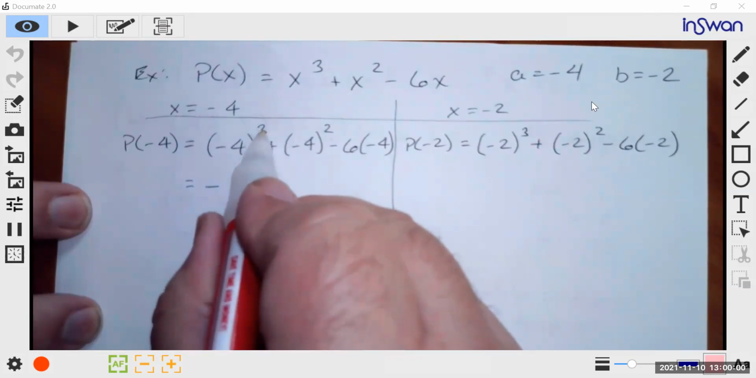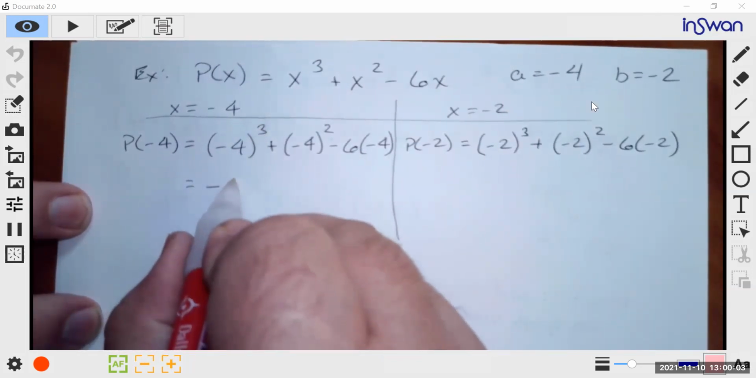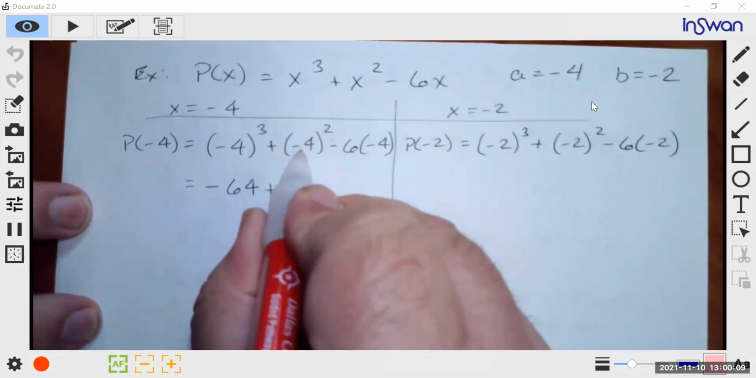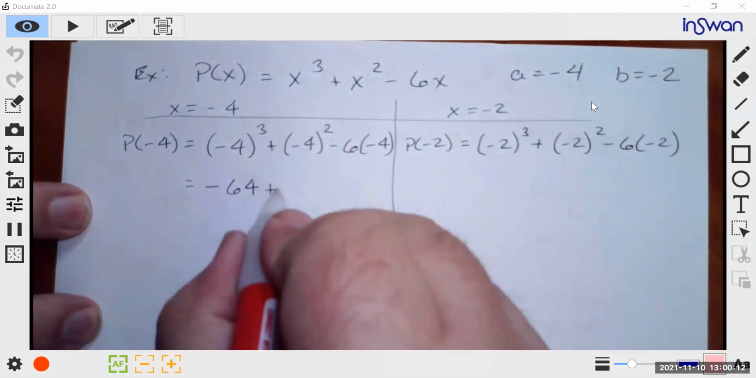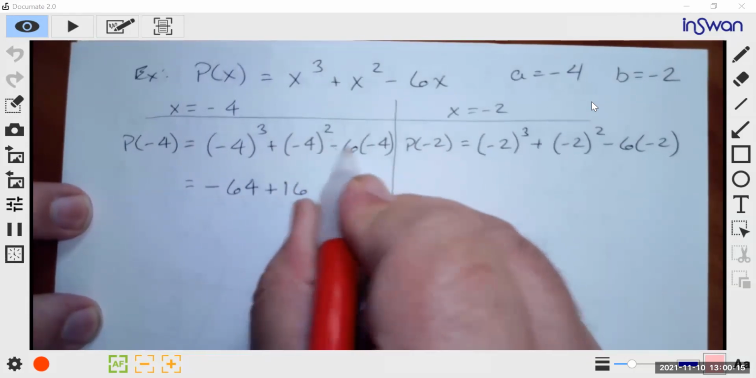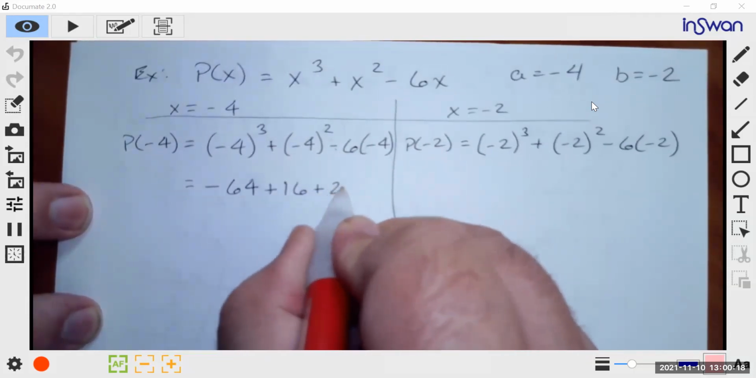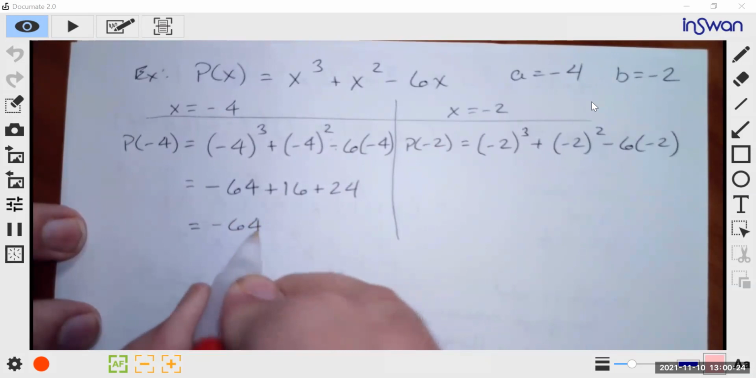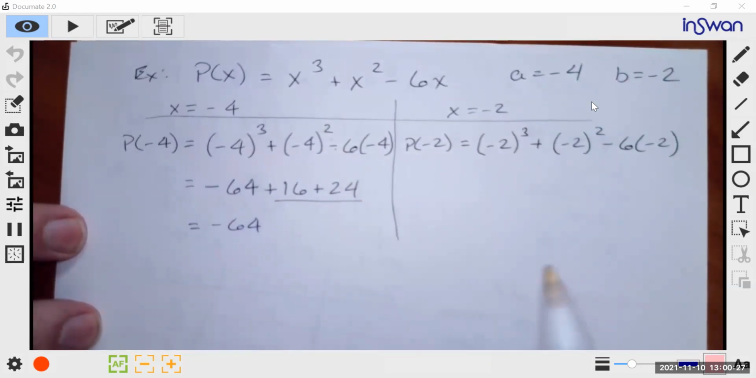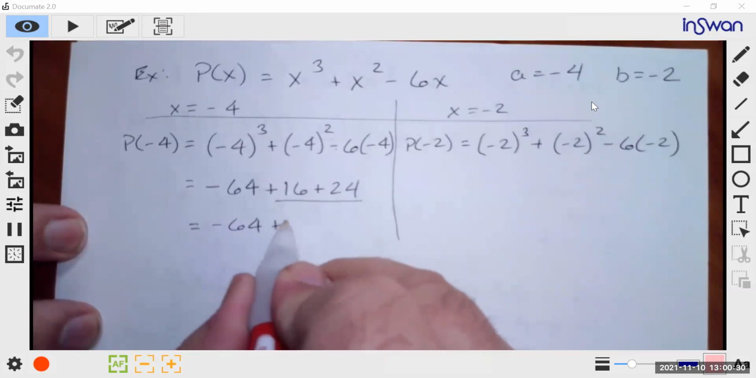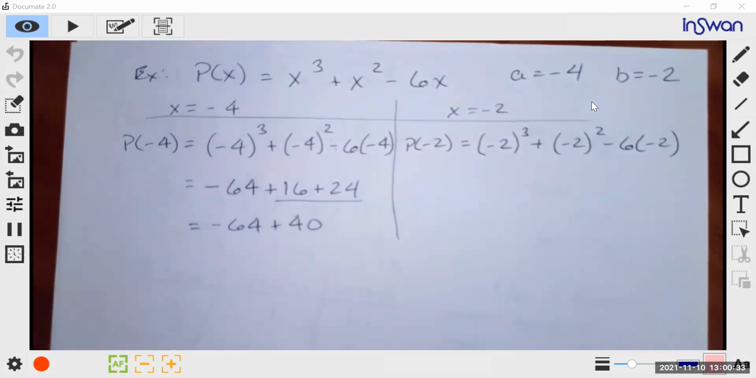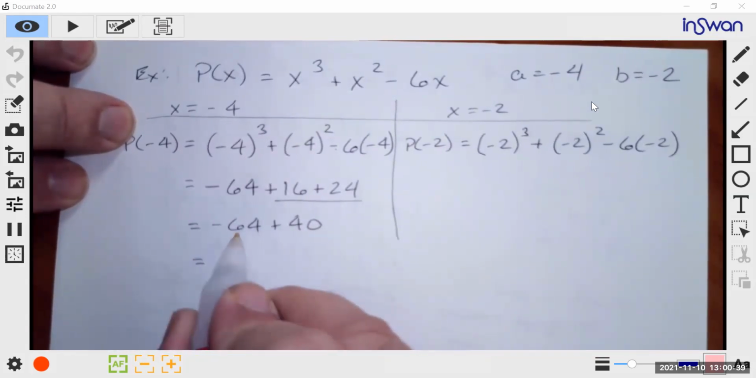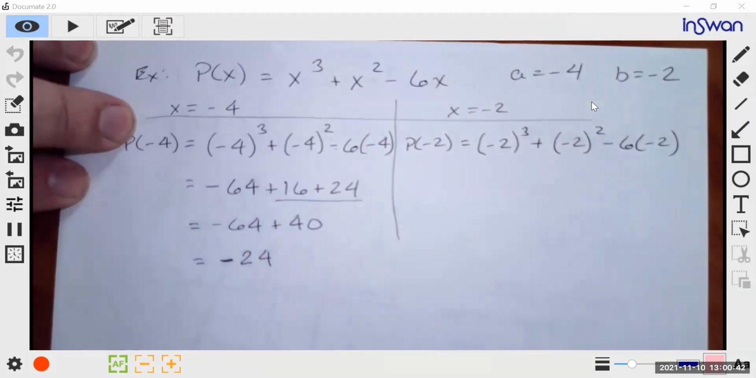-4 cubed. Since it's cubed, the answer is going to be negative. 4 cubed is 64. -4 squared is positive. 4 squared is 16. Negative negative is positive. 6 times 4 is 24. They're both positives. 16 plus 24 is 40. 64 is bigger, so the answer is negative. 64 minus 40 is -24.